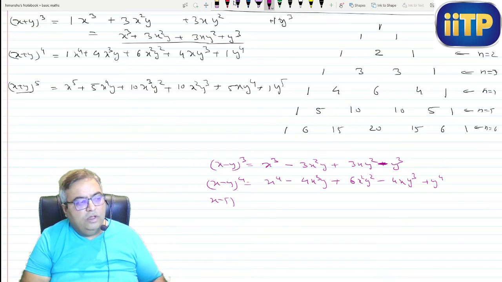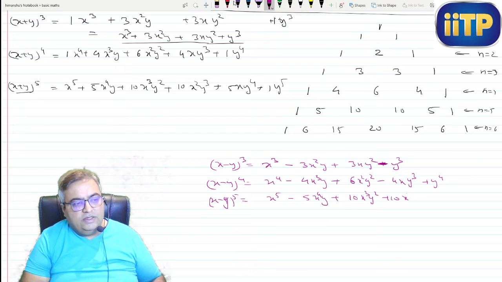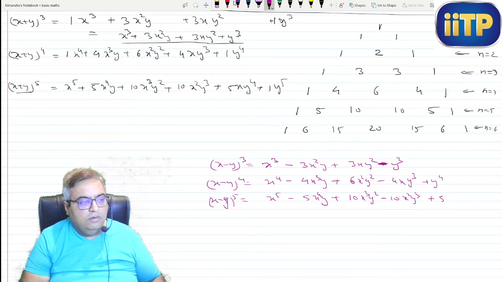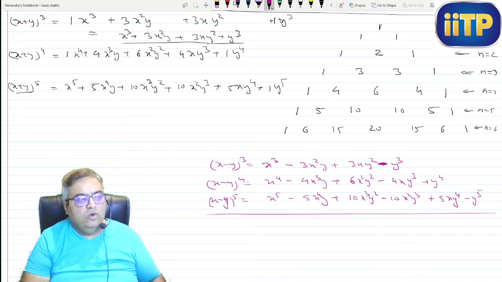(x-y)^5 will be x to the power 5 minus 5 times x to the power 4 y plus 10 times x cube y square minus 10 times x square y cube plus 5 times x y to the power 4 minus y to the power 5. So these are the formulas for (x-y)^3, (x-y)^4, (x-y)^5.